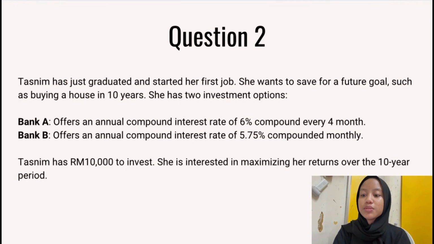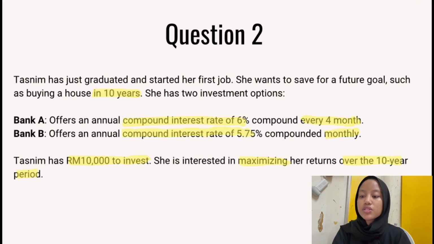Question 2. Tasnim has just graduated and started with her job. She wants to save for future goals such as buying a house in 10 years. She has two investment options: Bank A offers an annual compound interest rate of 6% compounded every 4 months, and Bank B offers an annual compound interest rate of 5.75% compounded monthly. Tasnim has 10,000 ringgit to invest. She is interested in maximizing her returns over the 10-year period. So, after we highlight the information, it will be much easier for us to substitute in the formula.